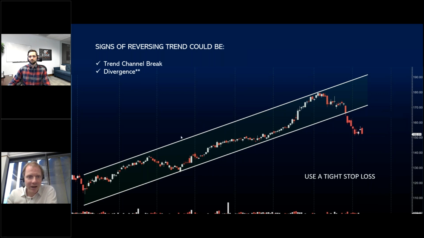For example, if the trend channel breaks, as we can see here, we had the slope, but eventually it breaks down. This could be a warning sign that the uptrend has come to an end. Or what we can do also is to look for divergence.